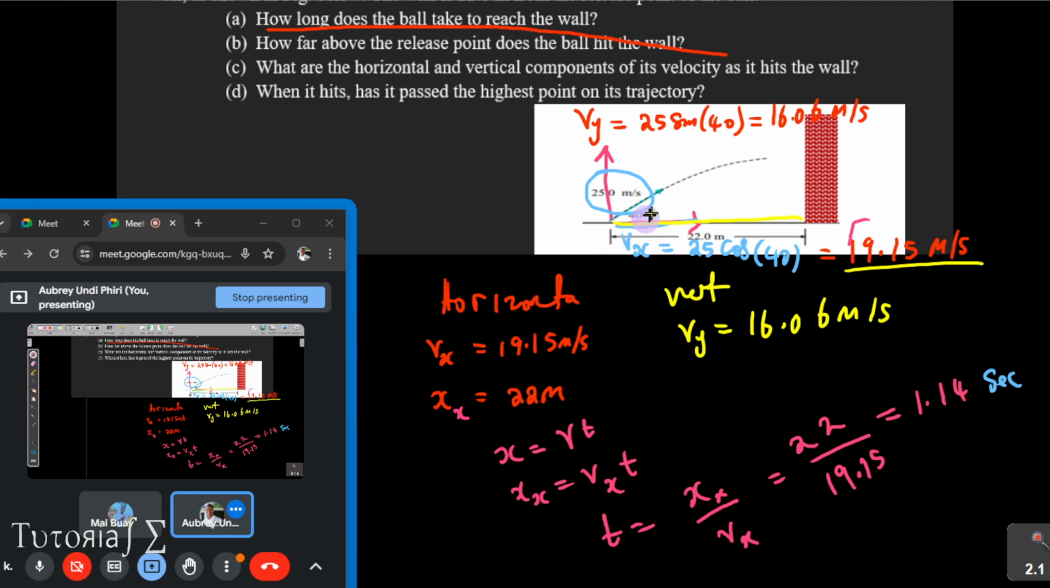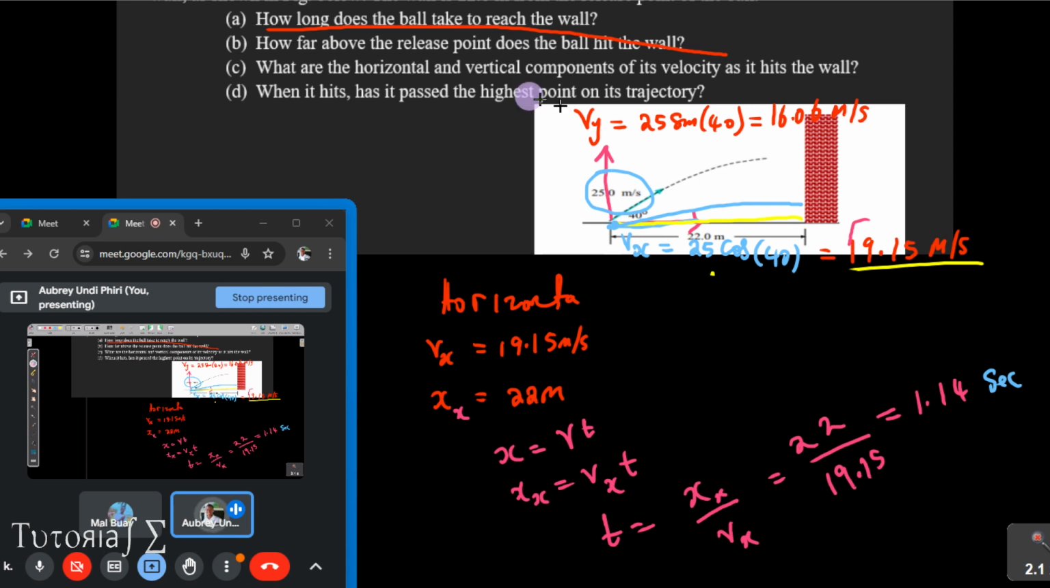This time is the time it takes to move from this point and hit the wall there. So basically that's the time that we have. Is it clear on that one, or maybe you have questions? All right, let me just erase this so that we can do the second one.